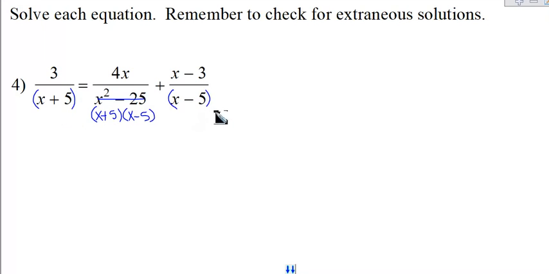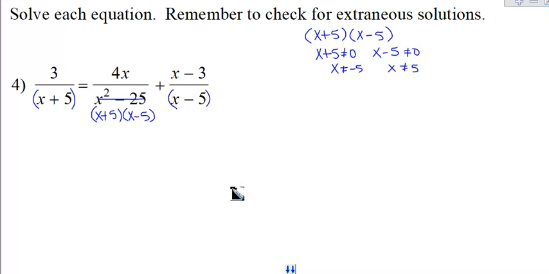Take a second. Look at all of your factors and see if you can figure out what the common denominator is. If you picked x plus 5 and x minus 5, you were correct. Let's go ahead and do our excluded values now so I don't forget to do this later. Take each parentheses, set it equal to 0, and solve. My excluded values will be negative 5 and positive 5. Now, let's take this common denominator and multiply each part of the problem by it.